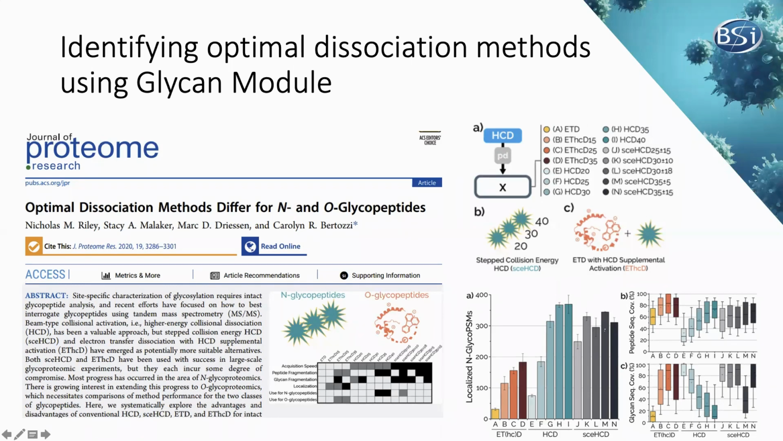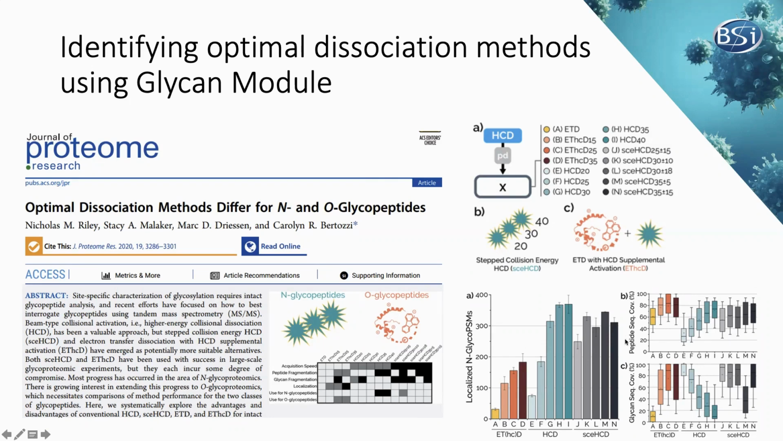And this is just one of the figures taken from their paper, looking at N-glyco-PSMs and the number that can be identified by each dissociation method. You can see that EThcD is sort of the lower end of the scale in terms of IDs, whereas HCD and step collision energy HCD achieve the highest number of glyco-PSMs.